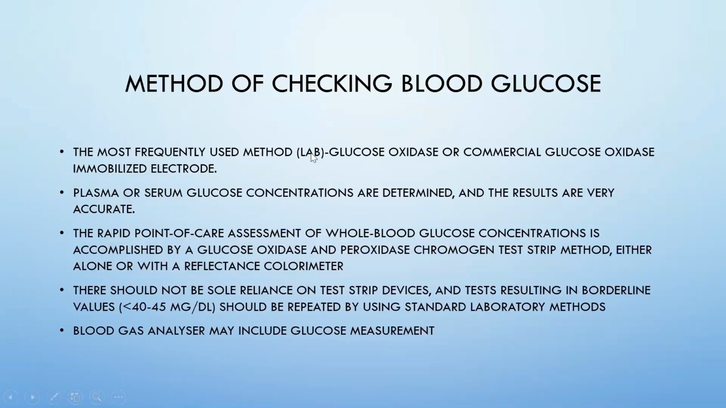The most frequently used lab method is glucose oxidase or a glucose oxidase immobilized electrode, and here it is plasma or serum glucose concentrations. Results are quite accurate if you transport the sample properly. The blood gas analyzer also measures glucose using a glucose oxidase electrode, so here also the reading is reliable. For rapid point of care assessment of whole blood glucose concentrations, previously there were different methods, but now most of them use the glucose oxidase or peroxidase chromogen strip. Some of them have a reflectance colorimeter to improve the accuracy at the lower readings as well.